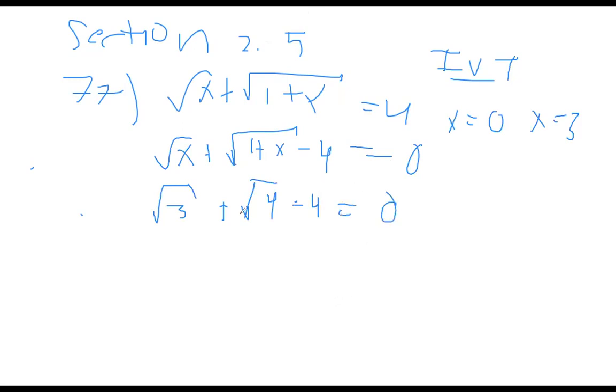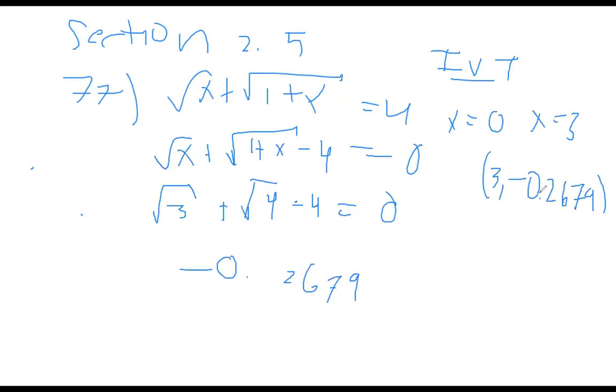So if you plug this into the calculator, I'm just going to round it with the decimals. So we have root 3 plus root 4 minus 4. So you get around negative 0.2679 at x equals 3. So at x equals 3, it's negative 0.2679. All right, so that's good.